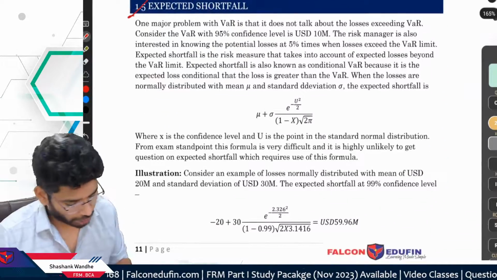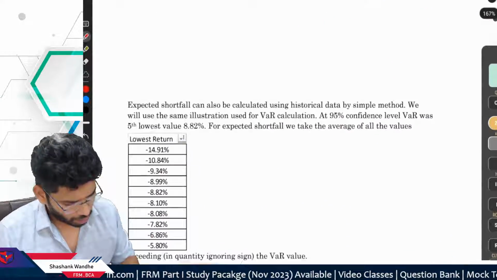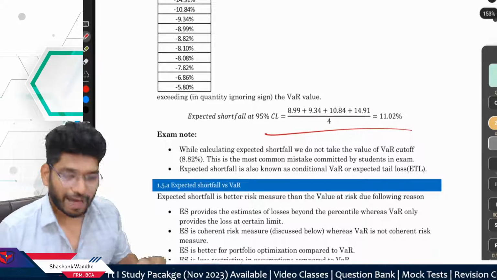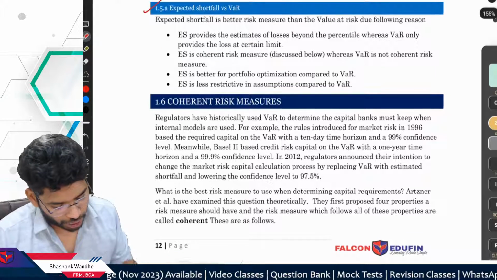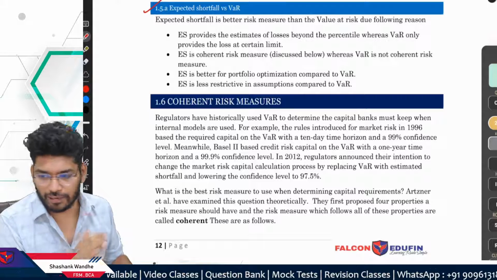Then we have the expected shortfall. This is the formula. Yeah, you can use the formula if you want, but it is not recommended from my side. Then this is the expected shortfall calculation. Simply take the average. This is a simple average, the simplest possible thing. Then we have the difference between the expected shortfall and value at risk. Just remember the difference between the expected shortfall and the value at risk.